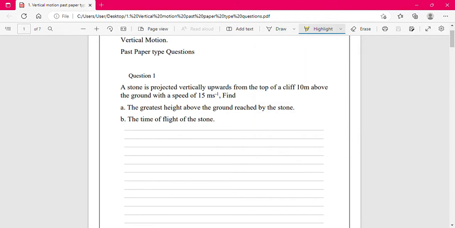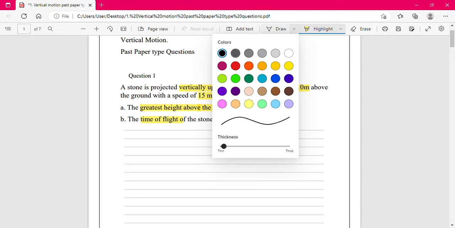So come to the first question here. A stone is projected vertically upwards. Mark the important things. From the top of a cliff, 10 meter above the ground, with a speed of 15 meter per second. Find the greatest height above the ground reached by the stone and the time of flight. Now the time of flight is the total time the stone will take to reach back to the ground.